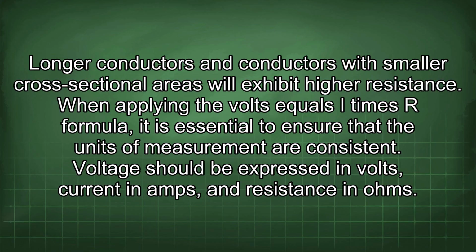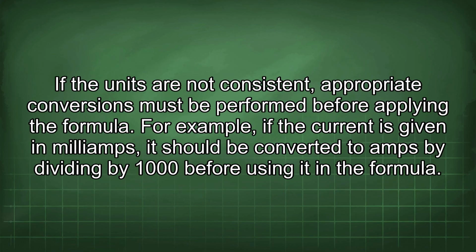When applying the V equals I times R formula, it is essential to ensure that the units of measurement are consistent. Voltage should be expressed in volts, current in amps, and resistance in ohms. If the units are not consistent, appropriate conversions must be performed before applying the formula. For example, if the current is given in milliamps, it should be converted to amps by dividing by 1000 before using it in the formula.